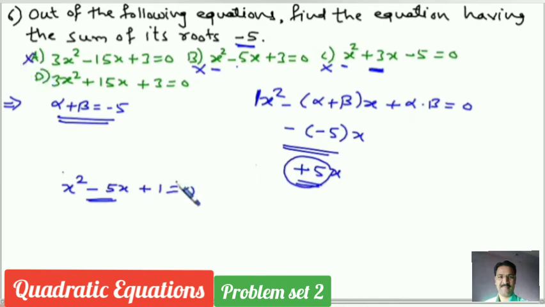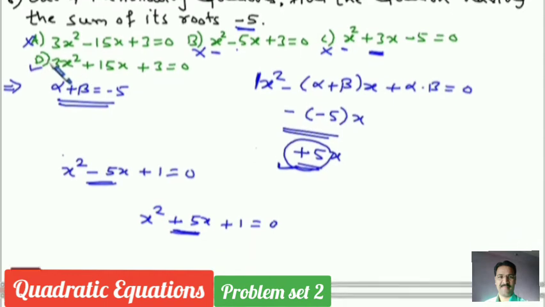Now what about the fourth one? Again I will divide by 3. What will we get here? X square. So 15 upon 3 is what? 5x plus 3 upon 3 is equal to 1. That is 0. Here it is plus 5, and we know this is plus 5. So the fourth option is correct. Understand, friends? Like this we have to choose the correct alternative.